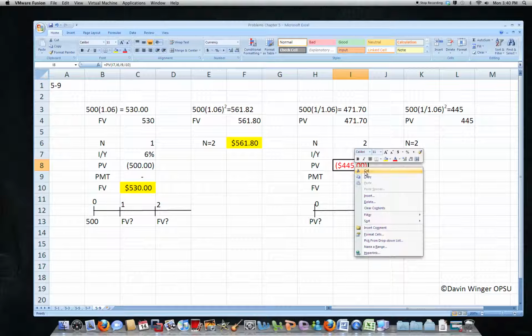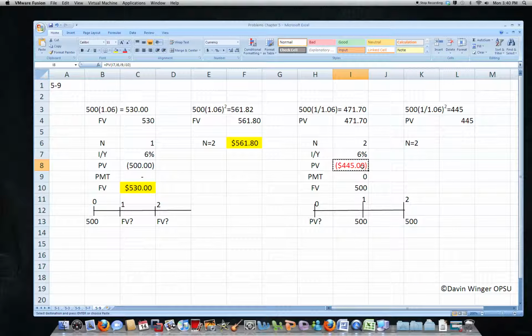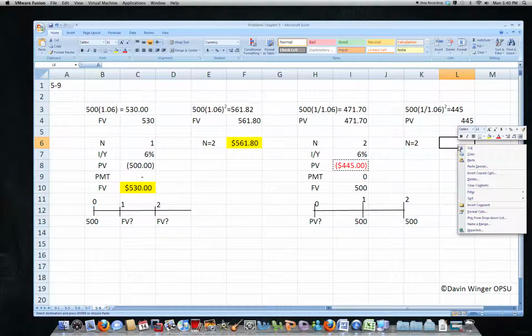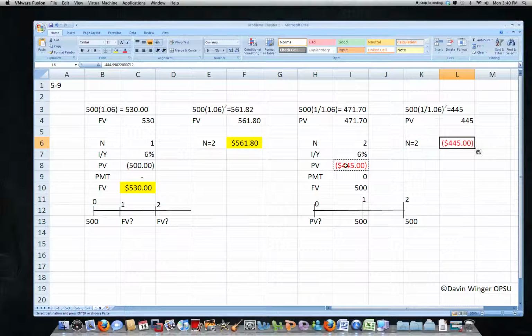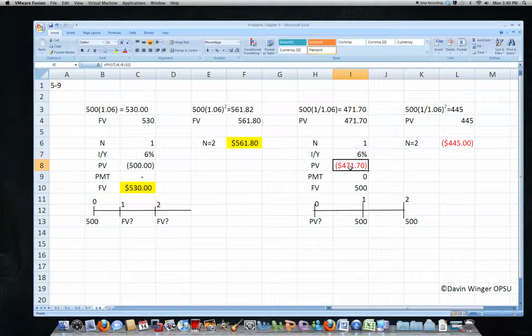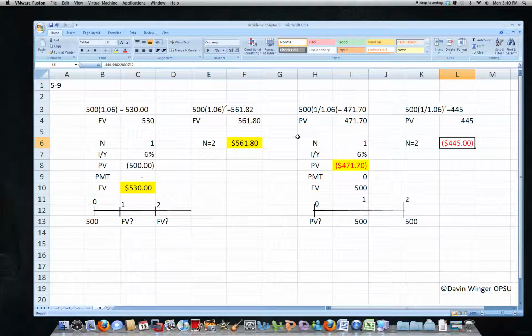So we can just copy, not cut. I want to copy, and we bring this over here and paste special, just our values this time. Okay. I can come back and put 1 in. There we go. So for 1 year, our present value is $471.70, and for 2 years, our present value is $445. This is problem 5-9.